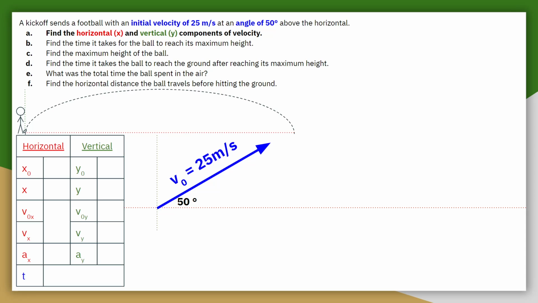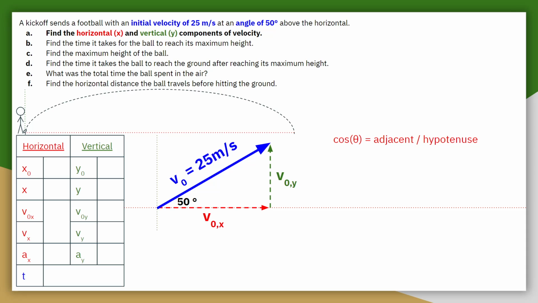This is indeed our initial velocity, but we need to figure out how much of that 25 meters per second causes the ball to move right and how much of it causes it to move up. This is where we're going to need to use trigonometry to figure out the x-axis component of velocity and the y-axis component of velocity, because there will be some amount of initial velocity horizontally and some amount vertically.